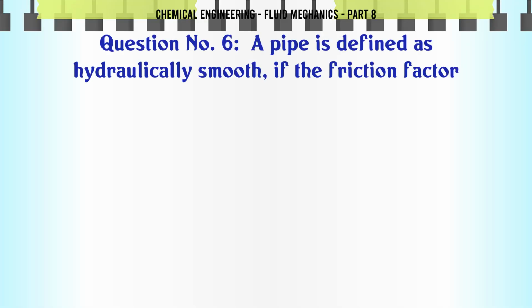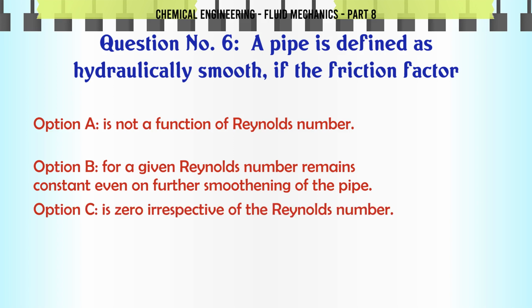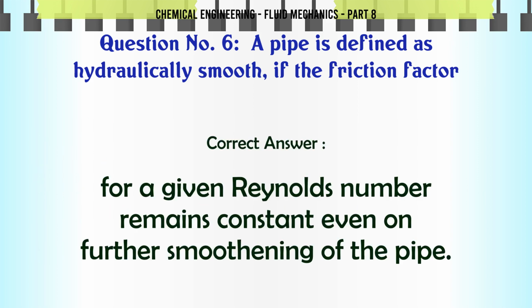A pipe is defined as hydraulically smooth if the friction factor: A. is not a function of Reynolds number, B. for a given Reynolds number remains constant even on further smoothing of the pipe, C. is 0 irrespective of the Reynolds number, D. none of these. The correct answer is: for a given Reynolds number remains constant even on further smoothing of the pipe.